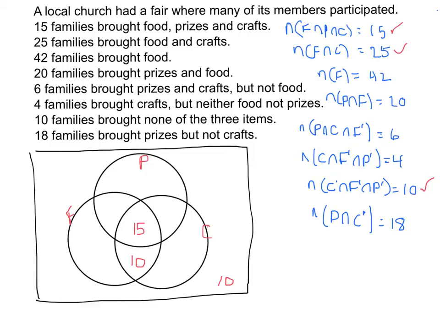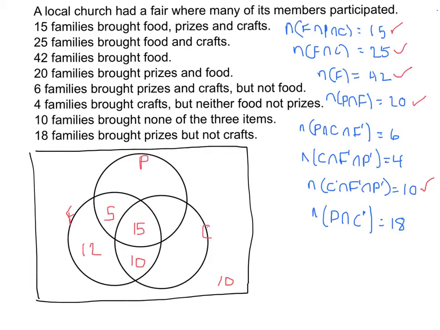Let's look at P intersect F. The number of elements in P intersect F is 20. So again, P intersect F is this area here made up of the 2 regions. We already have 15. So if there's 20 altogether, that leaves 5 for this region here. Now we can go back to the information about F, which is 42. So if 42 is this entire circle, we've used up 5 plus 15 plus 10, which is 30, which means that this region here has to be 12, making the entire circle here 42.